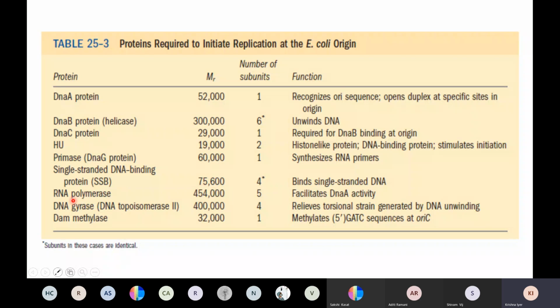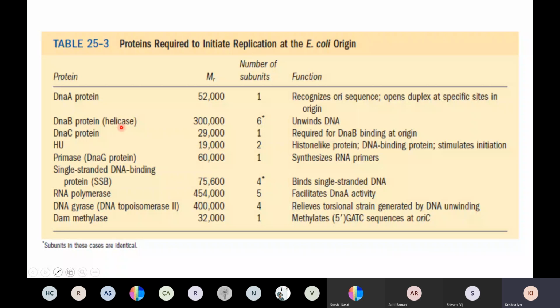Okay. RNA polymerase is also there, but at this point, as part of DNA replication, it's a surrogate enzyme which just helps the DNA. Then you have DNA gyrase. What this does is it relieves the strain generated by DNA unwinding.